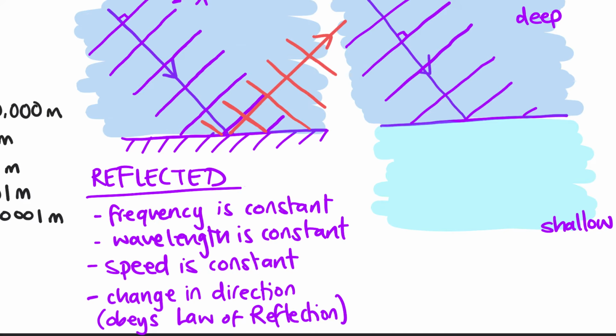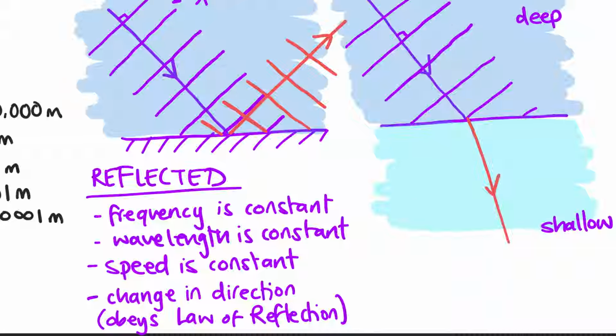Well, this time the wave isn't going to be reflected. The wave is actually going to change direction. It's going to be refracted. And it's going to go towards the normal as it goes into the shallow water. It's going to bend. So instead of continuing in a straight line, it's now going to bend and change direction.